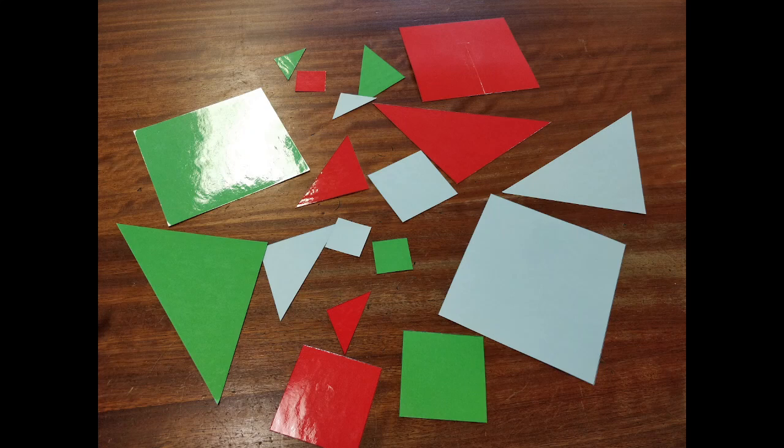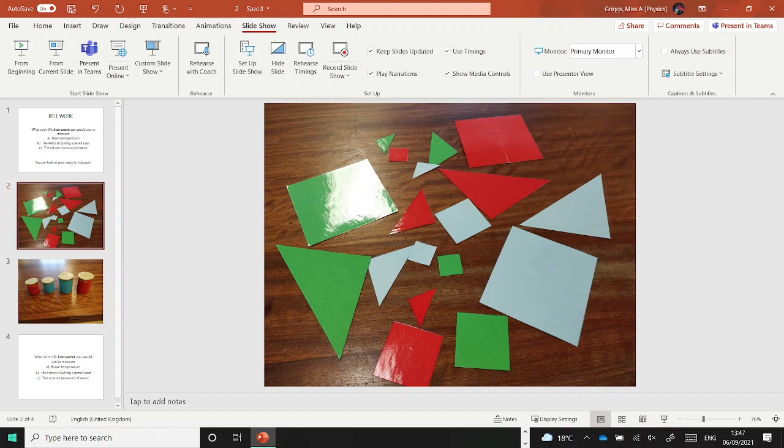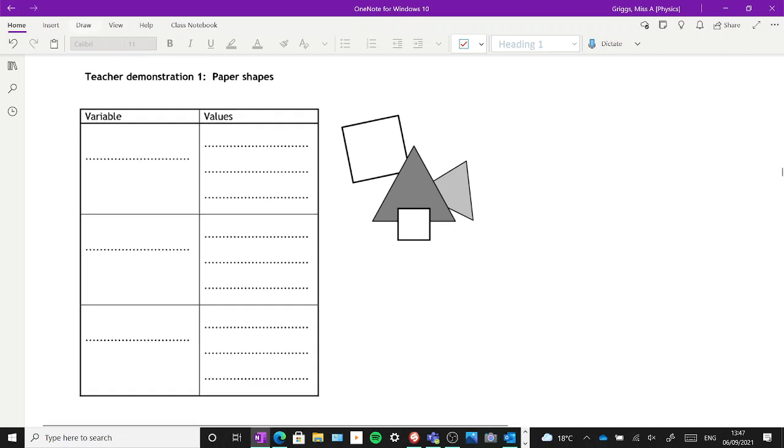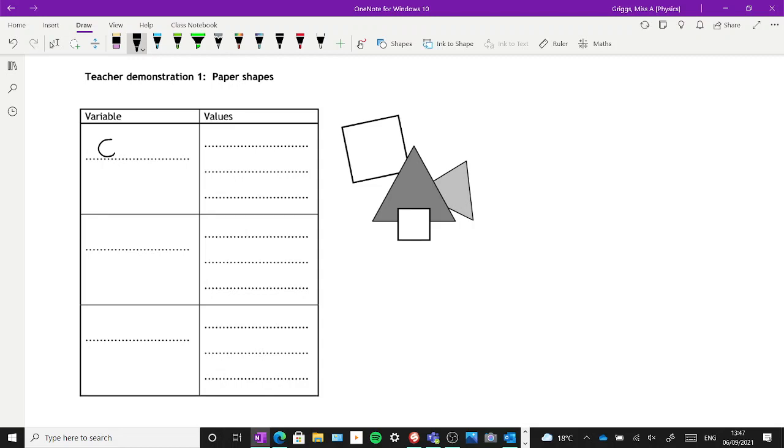Right, okay, so what are the variables here? Colour? Yeah. Shape and size. Right, so we're going to write that down in our notes. So back to my notes. There we go. So in the variables, we have colour, size and shape.